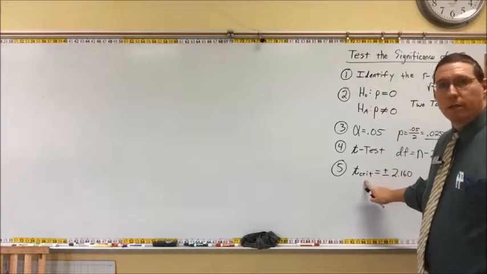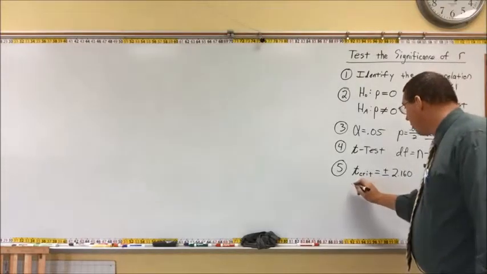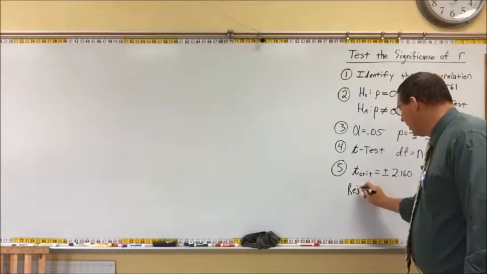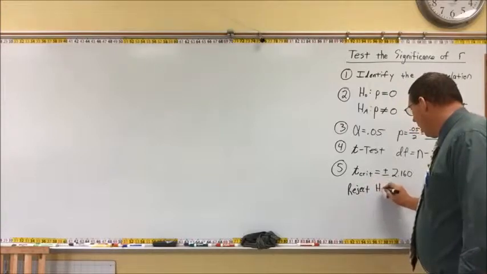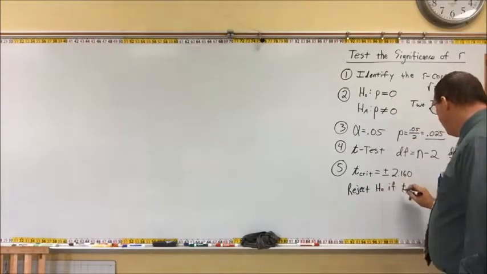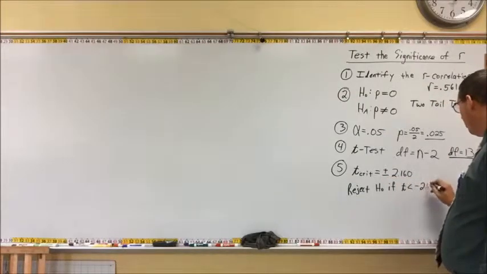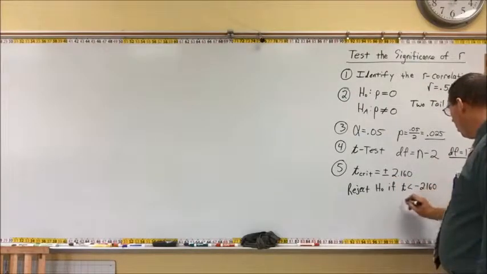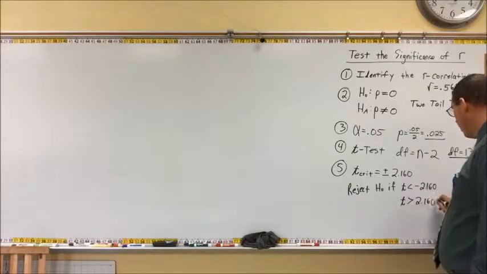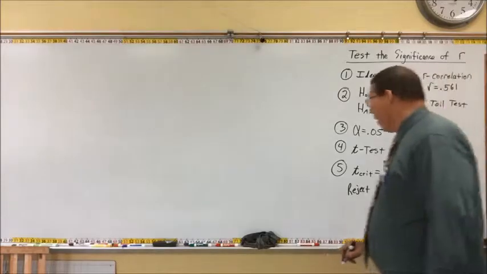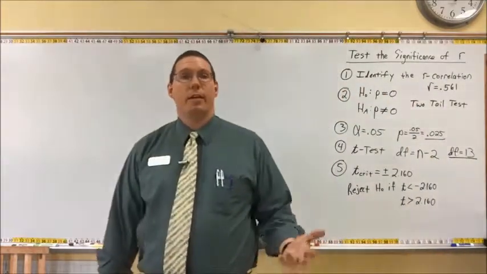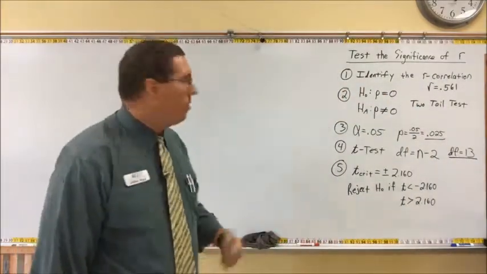Now, the last thing, oh, and then we have to do, along with step 5, our critical t-value, we also want to make our decision rule. And our decision rule is going to be reject the null hypothesis if t is less than negative 2.160 or if t is greater than positive 2.160.